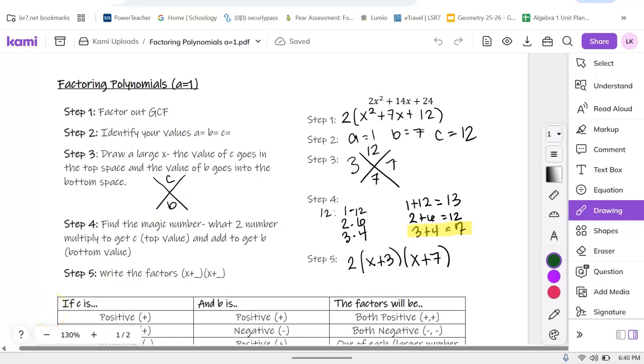This video is going over factoring polynomials when a equals 1. So the steps here are: you're going to factor out the GCF, identify your values, a equals, b equals, c equals, draw a large x, the value of c goes in the top space, and the value of b goes in the bottom space. Find the magic number, so what two numbers multiply to get c, the top value, and add to get b, the bottom value. And then write the factors x plus and then x plus.